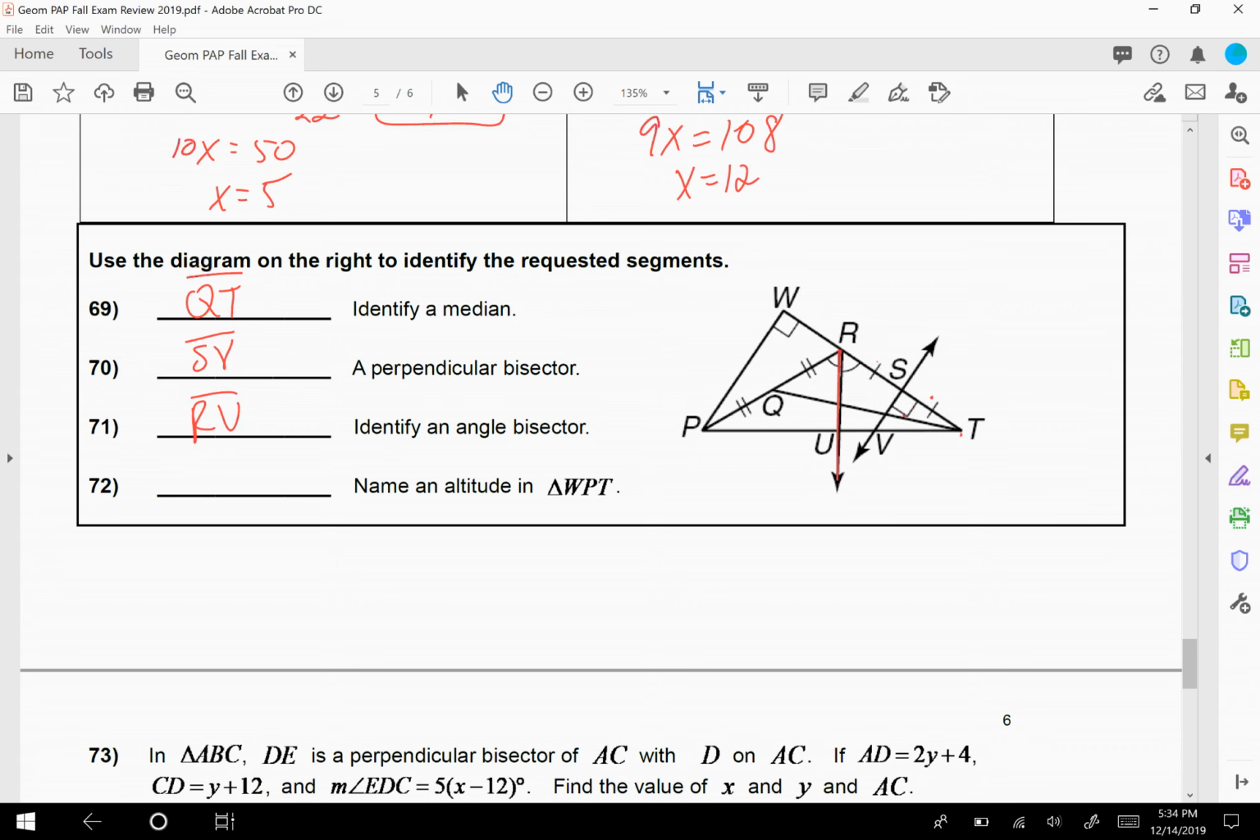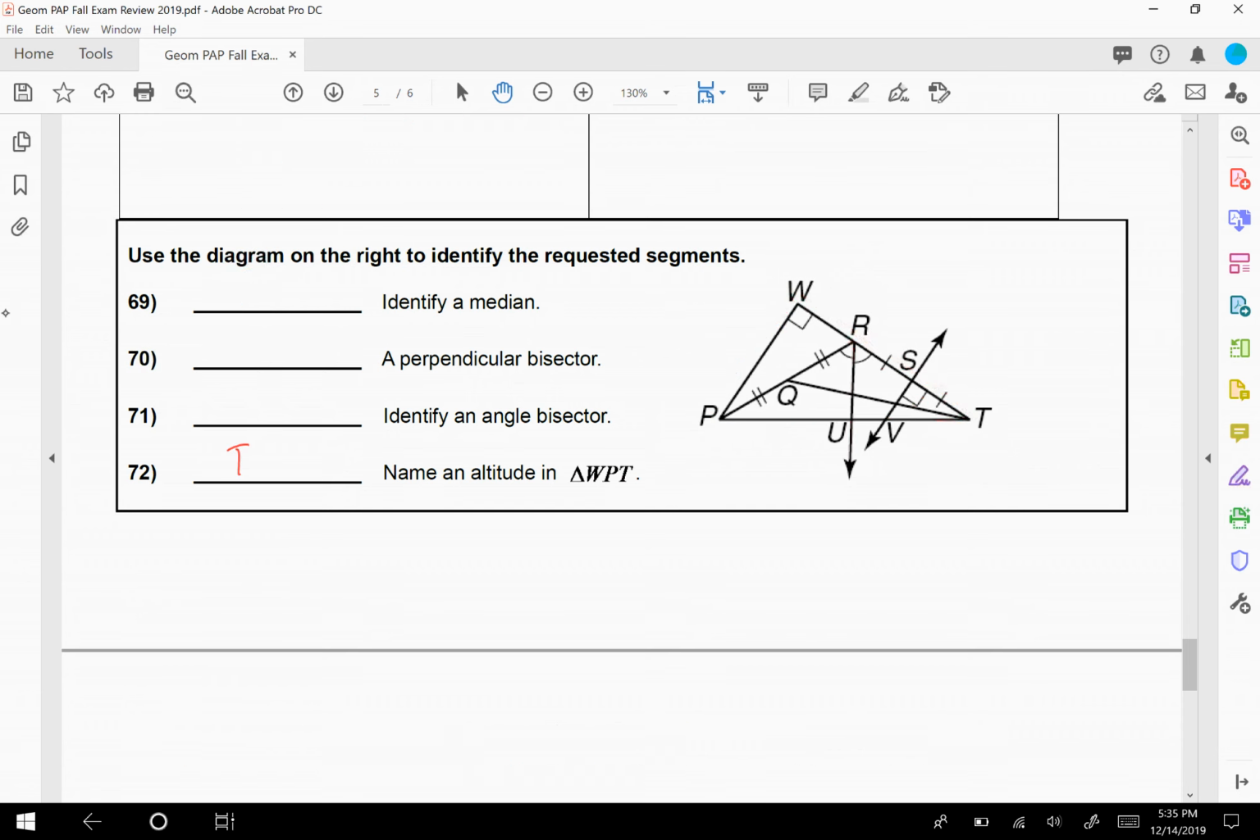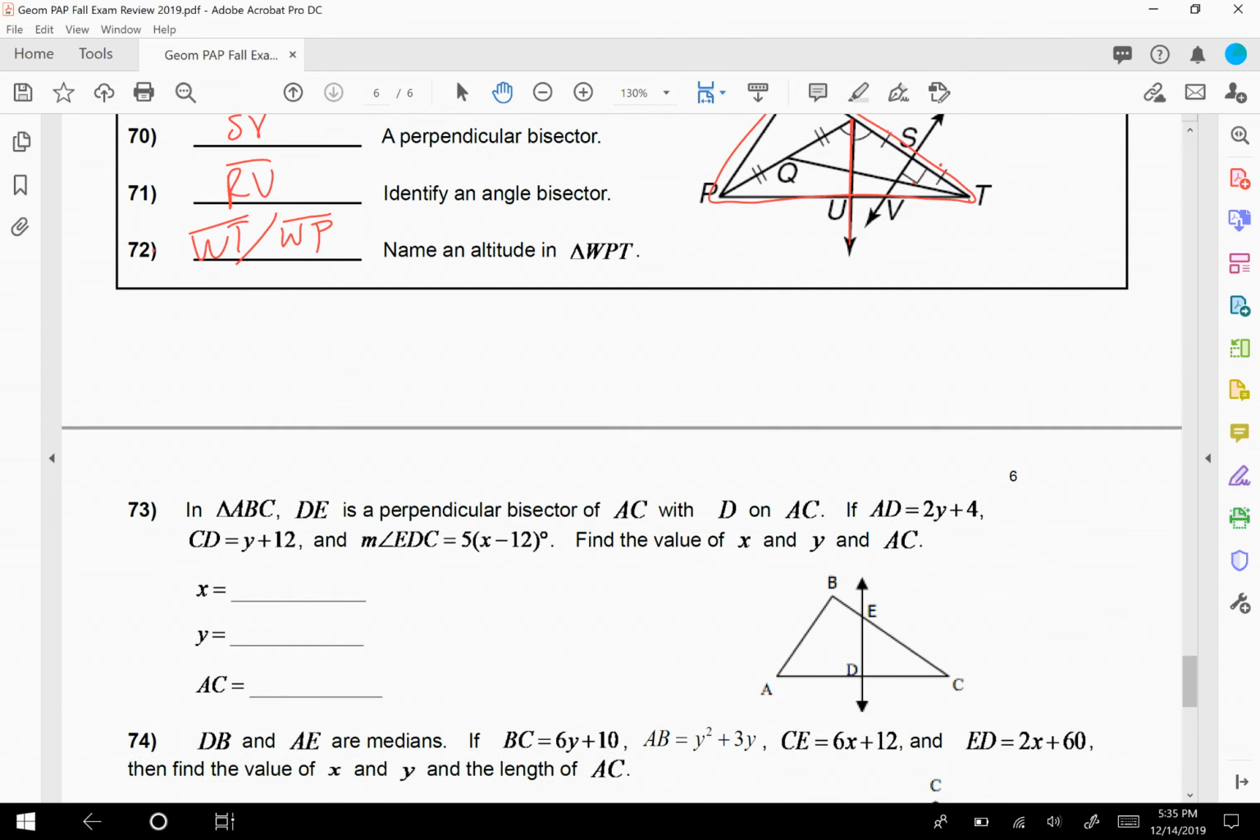And then an altitude in triangle WPT. Okay, we want an altitude here. The only requirement is that an altitude starts at a vertex and makes a right angle with one of those sides. So we actually have two of them. You can have WT or WP. So those are two altitudes.